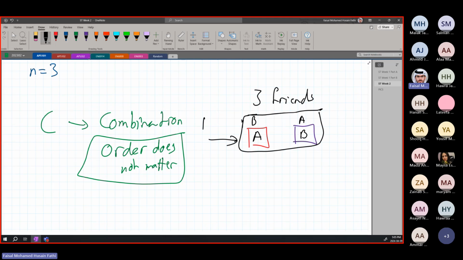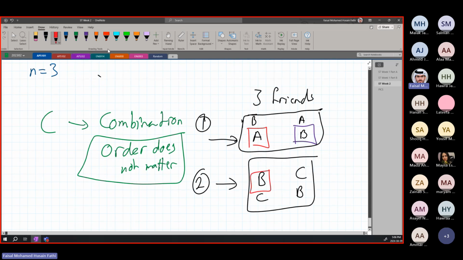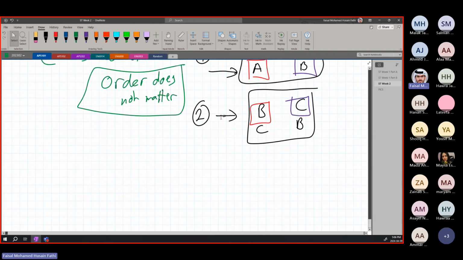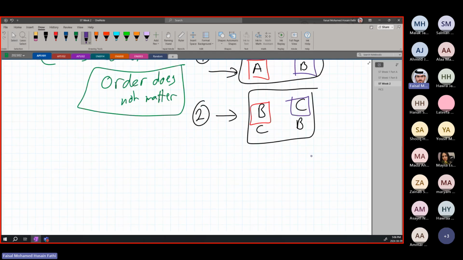So if we see, we have A, B, or BA, this is our first one. And then the second one is going to be BC or CB. It doesn't matter. These are the same option because we don't care about the ordering, who sits in which chair. Okay. So B and C or C and B, because they are the same letters. It doesn't matter where their location is. And the last 2 letters is going to be A and C. All right. A and C.